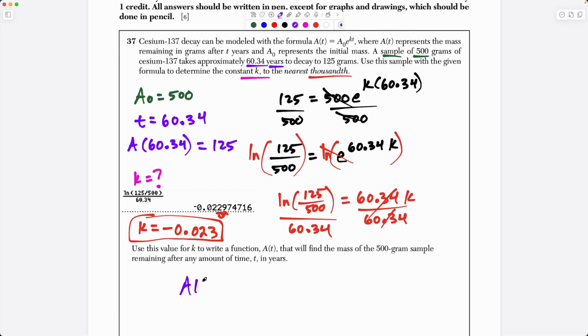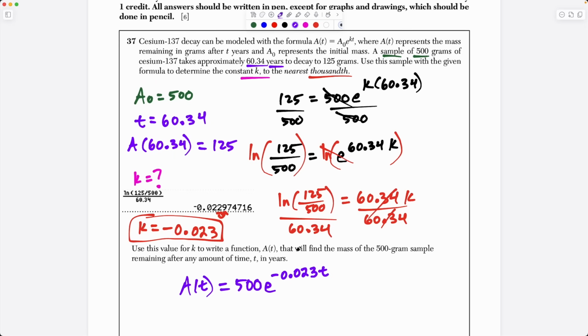So we have A of t equals A naught, which is equal to 500. And now we're going to have e to the kt power. And k, what we found in the first part, was negative 0.023. And then we just multiply by t. So this is going to be our function here.